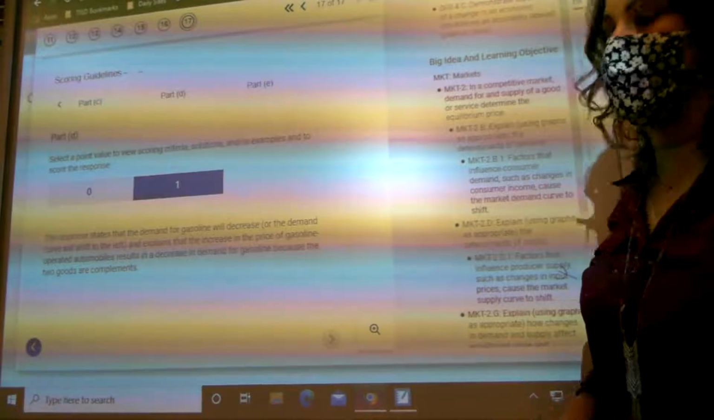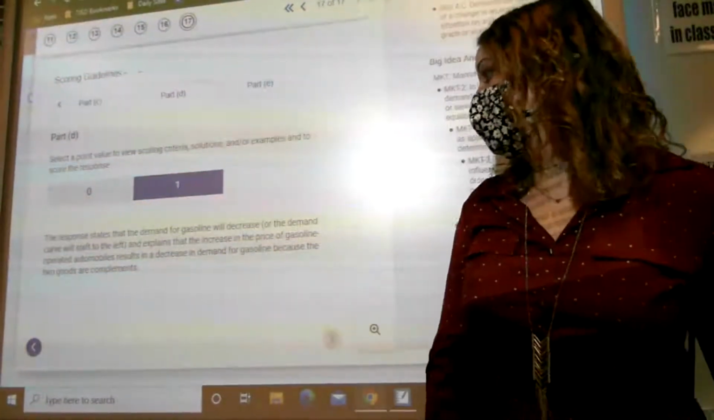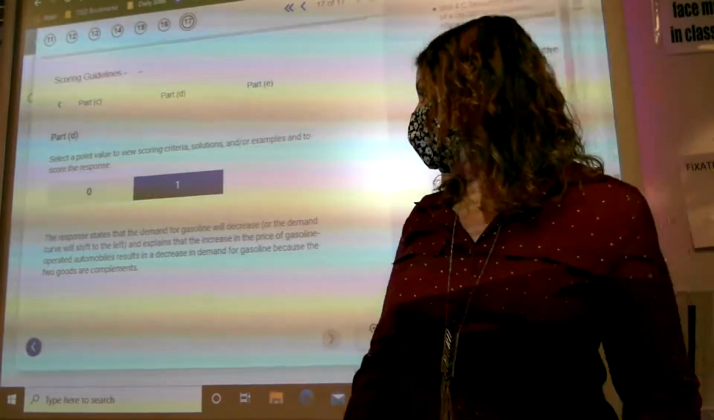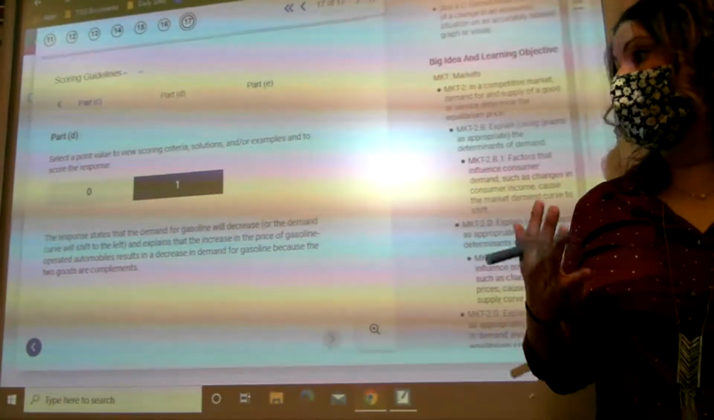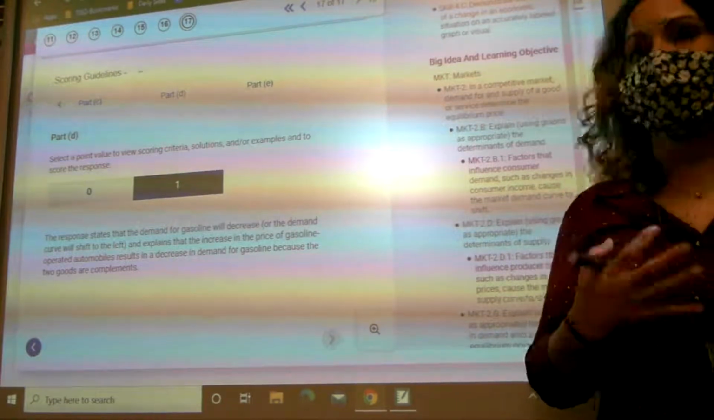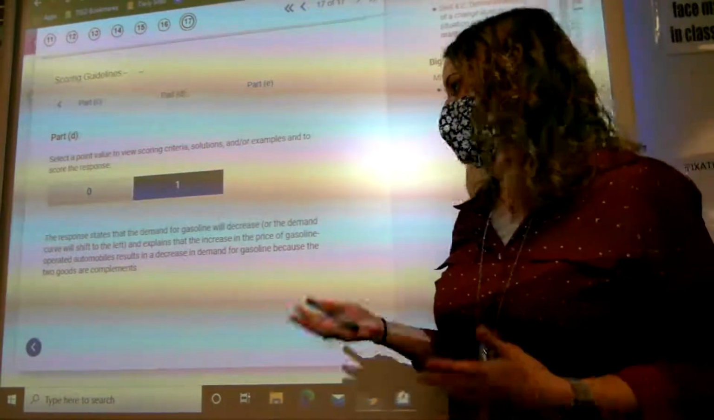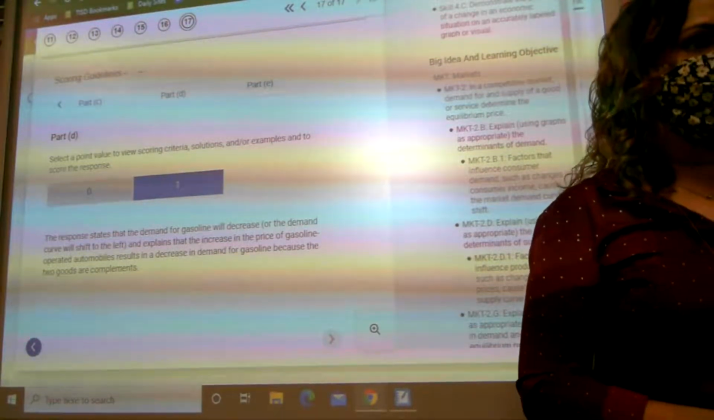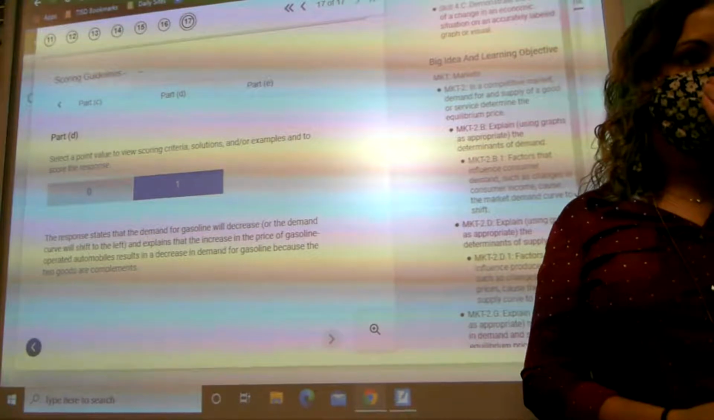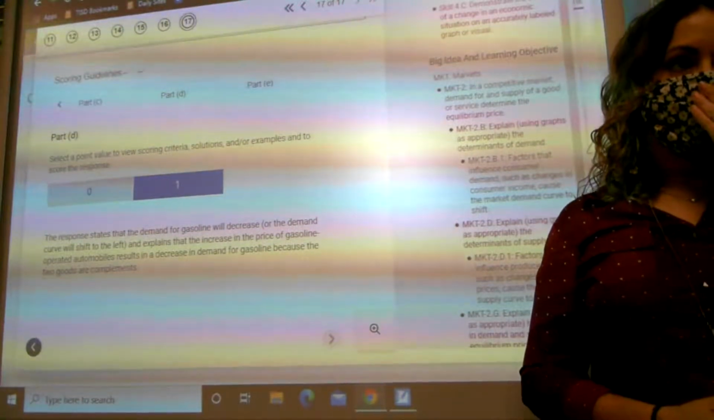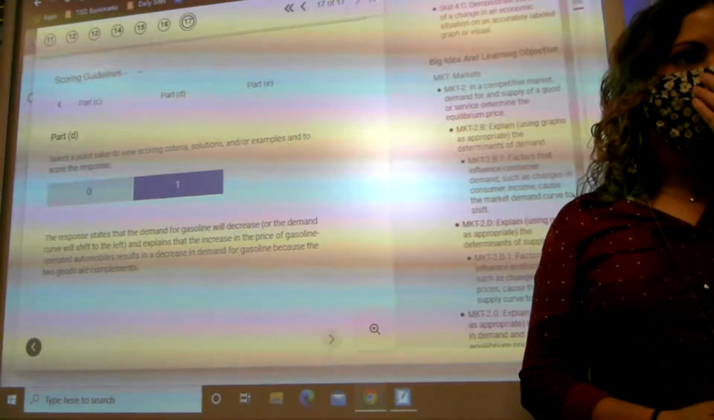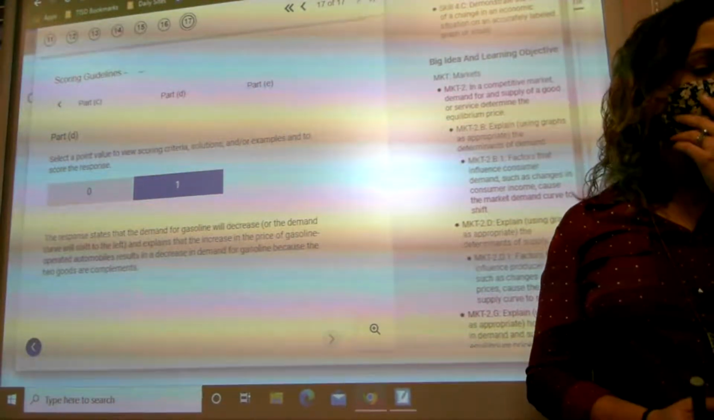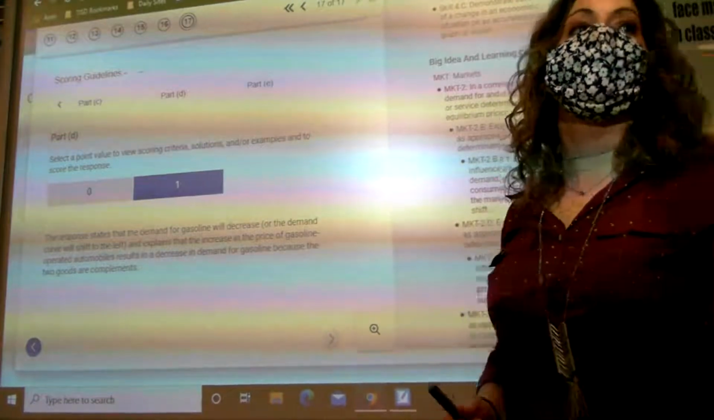This is not a graph; you're just explaining. The response should state that the demand for gasoline will decrease, or that demand shifts to the left, because the price of gas-using automobiles is too expensive, so no one's going to buy them and they don't need gas anymore. I thought there was an increase of cars in general. No, the price of the cars.